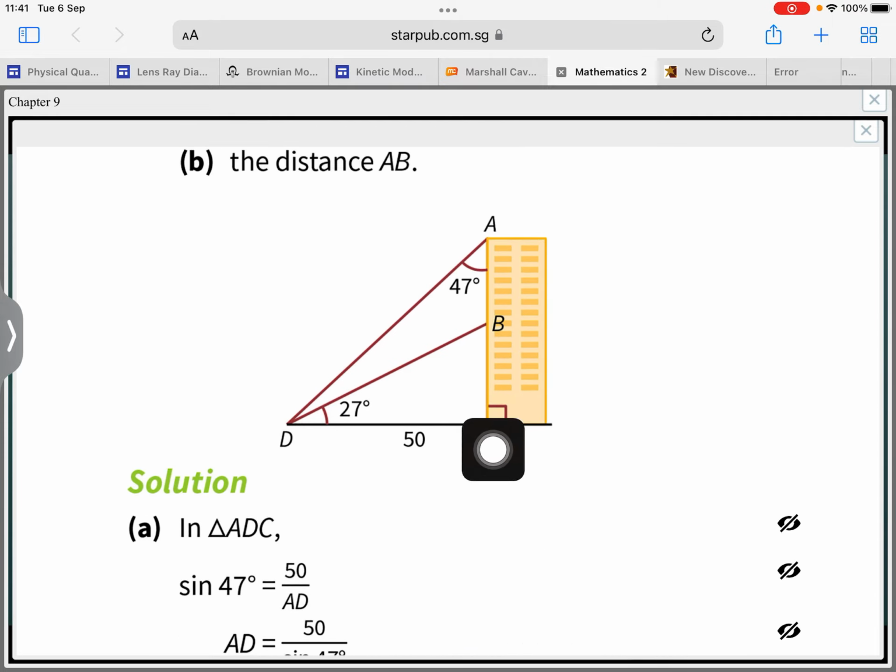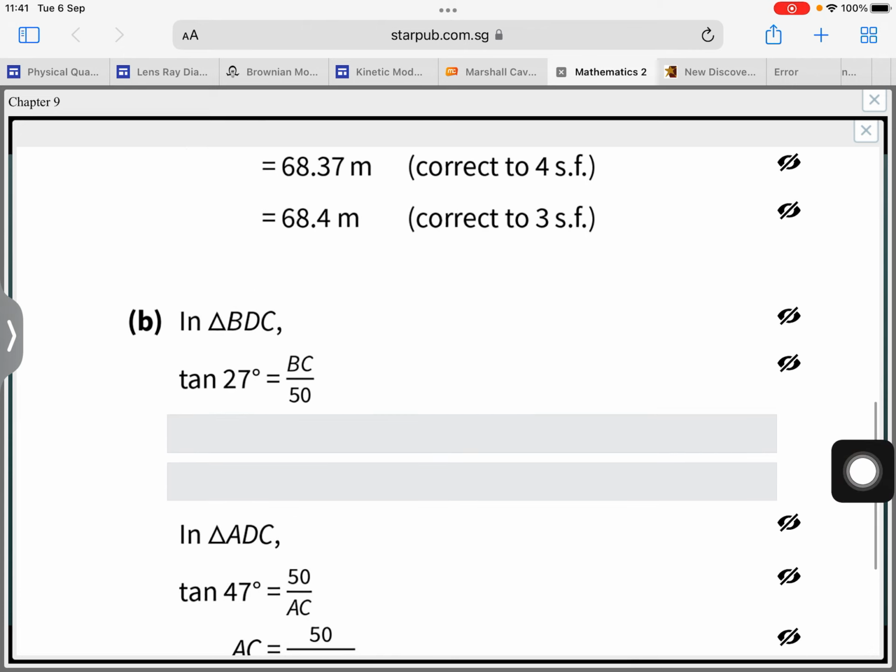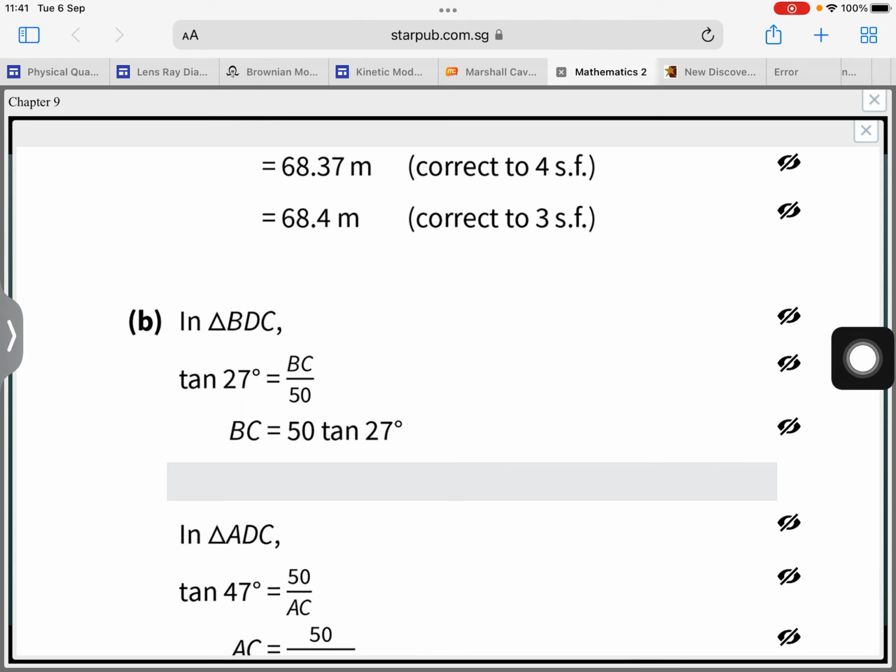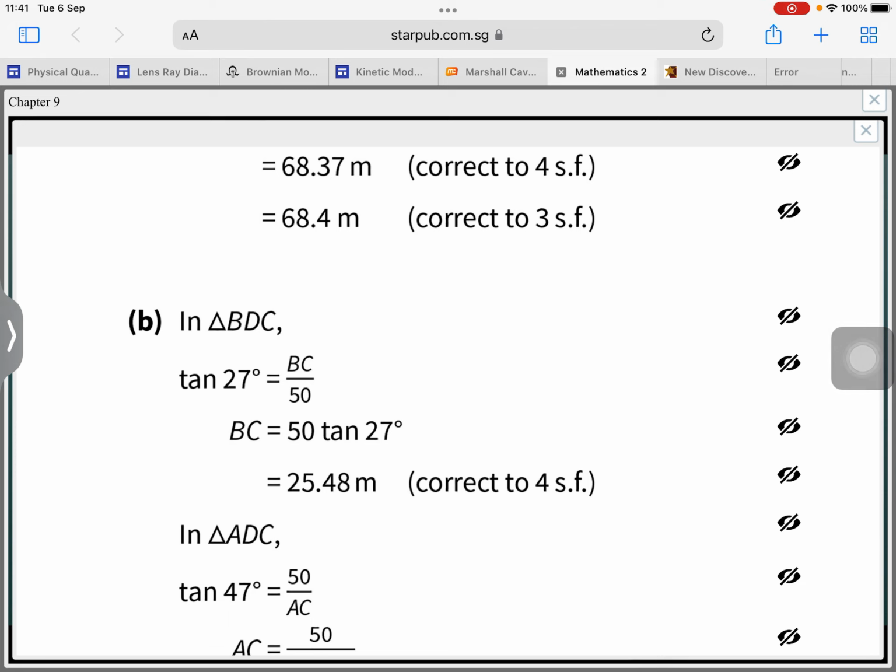I found what AC is. Next I need to find BC. So I'm looking at triangle BCD. In BCD, I know this is angle 27. This is what I'm trying to find, and the known side is still 50. In this case, this is the angle, this will be opposite, and this will be adjacent. So same thing, I'll be using tangent. Tangent 27 degrees will be equal to BC over 50. BC will just be 50 times tangent 27. Key into a calculator, get 25.48.